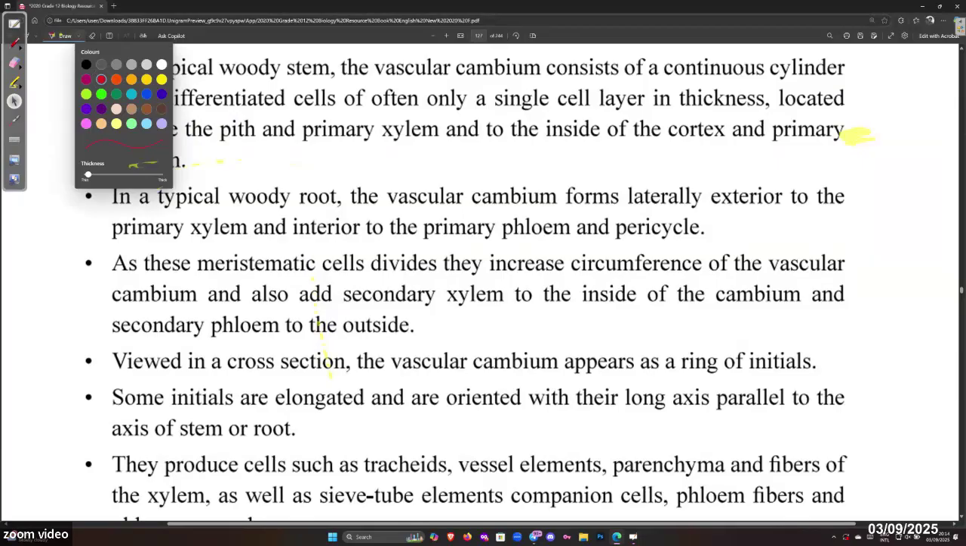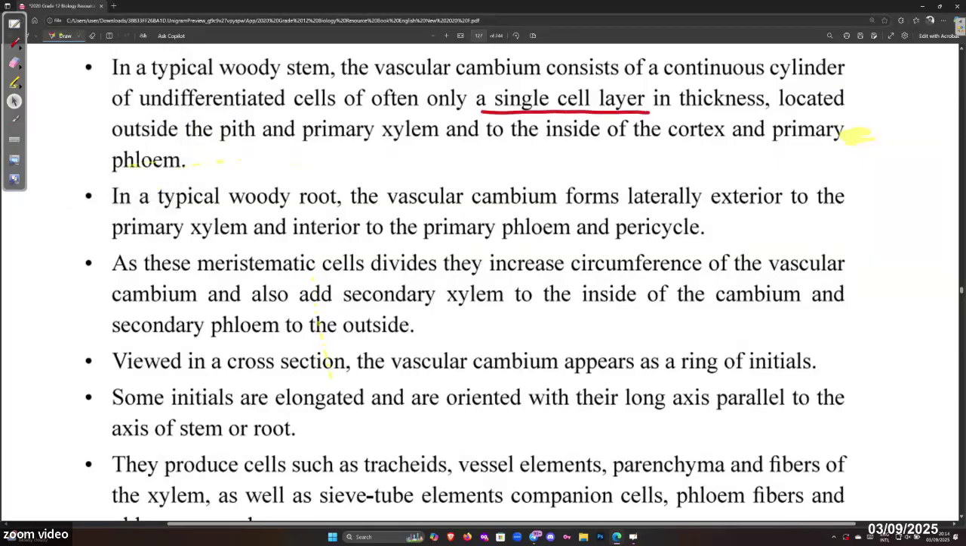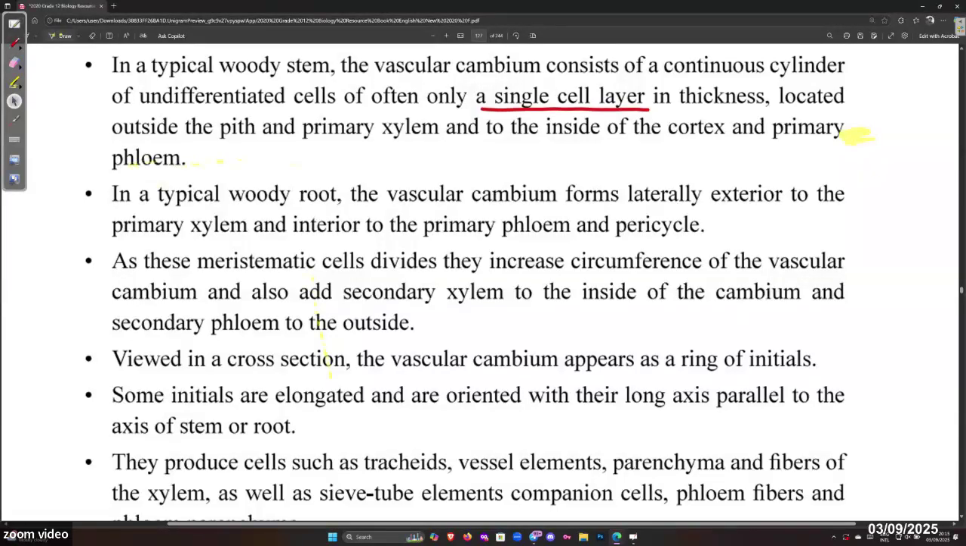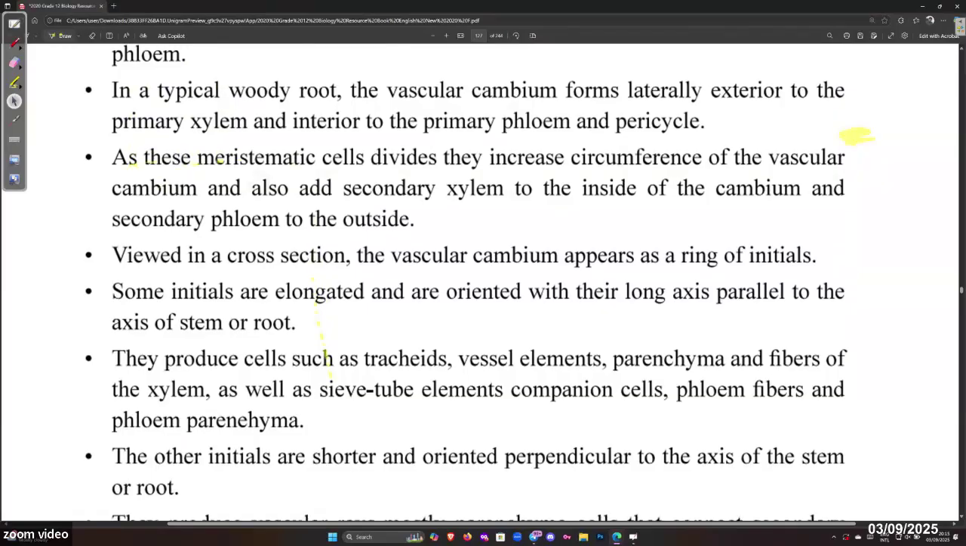Vascular cambium is only a single layer in thickness, located outside of the pith and the primary xylem and inside of the cortex and the primary phloem. So this position of the vascular cambium is mentioned in a special way. How do they say it? Located outside the pith and the primary xylem and inside of the cortex and the primary phloem. So it's sandwiched between the primary xylem and the primary phloem.